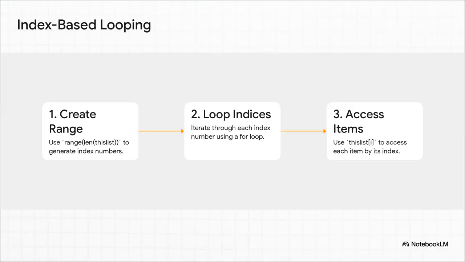So this method is kind of like a three-step dance. First, instead of looping over the items, we generate a list of their index numbers using range(len(list)). Then we loop through those numbers. And finally, inside the loop, we use that number to grab the item from that exact position in our list.